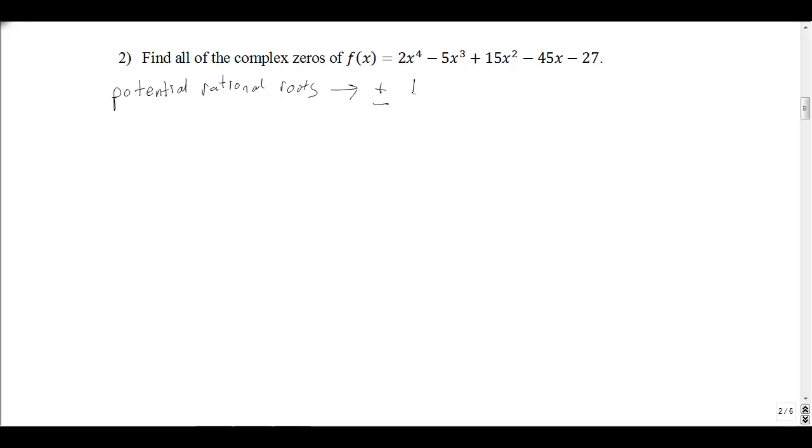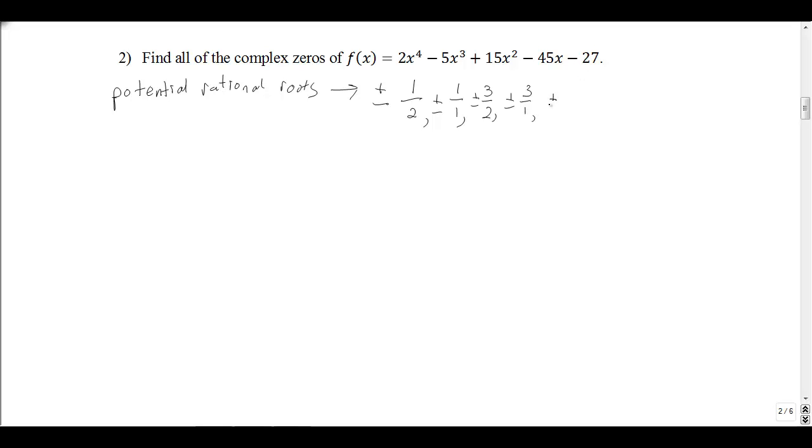So I'm going to get, let's see, 1 is a factor of 27 over 2. Get plus or minus, I could do 1 over 1. So there's my two factors of 2 is 2 and 1. So I have 1. Next factor of 27 is 3. So plus or minus 3 over 1. Let's be consistent. Here, how about plus or minus 3 over 2? And then plus or minus 3 over 1.